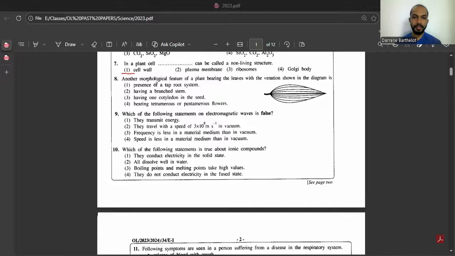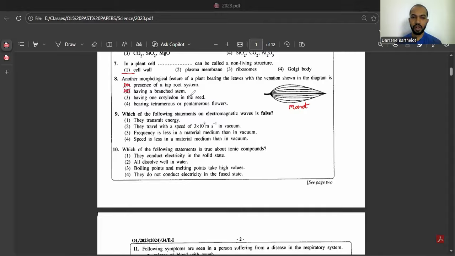Question number 8. Another morphological feature of a plant bearing leaves with the venation shown in the diagram is. As you can see here, this leaf shows parallel venation, which means this leaf belongs to a monocotyledonous plant. So let's read one by one. Presence of a taproot system, that's wrong. Monocot plants have a fibrous root system. Then the second one, having a branched stem, no. Monocots have an unbranched stem. You can omit that answer as well.